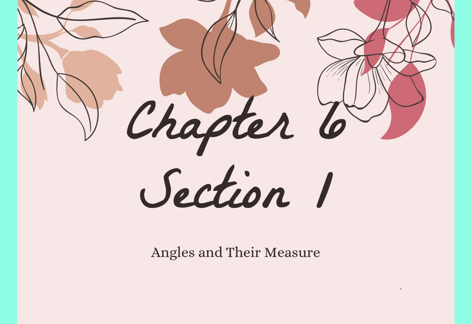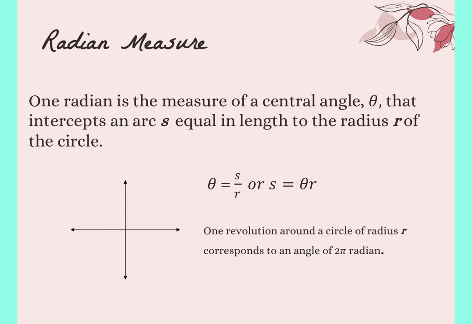So chapter 6, section 1 is called angles and their measure. We are going to learn how to take something that we're normally used to putting in angles, and we're going to figure out what it's like in what's called radians. So a radian is the measure of a central angle that intercepts an arc equal in length to the radius. So the arc length, which would be the outer ring, is the same as the radius.